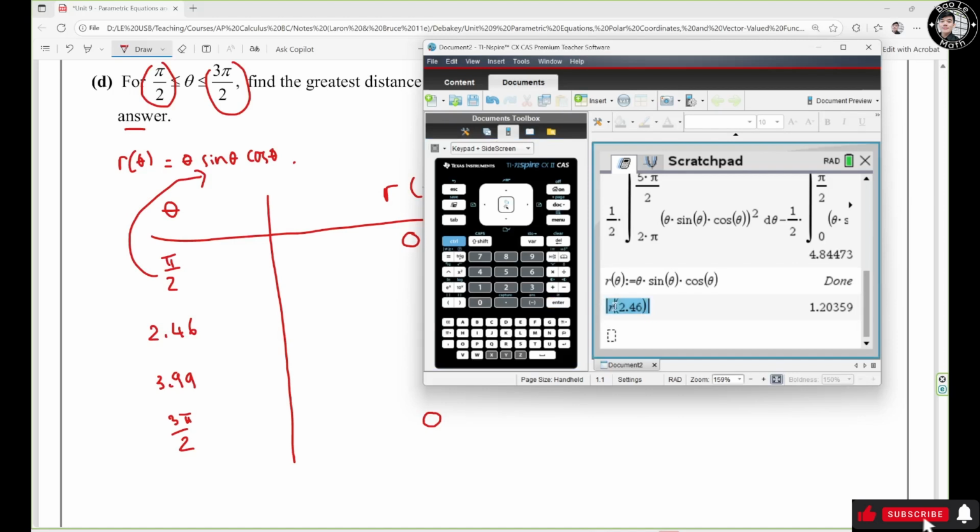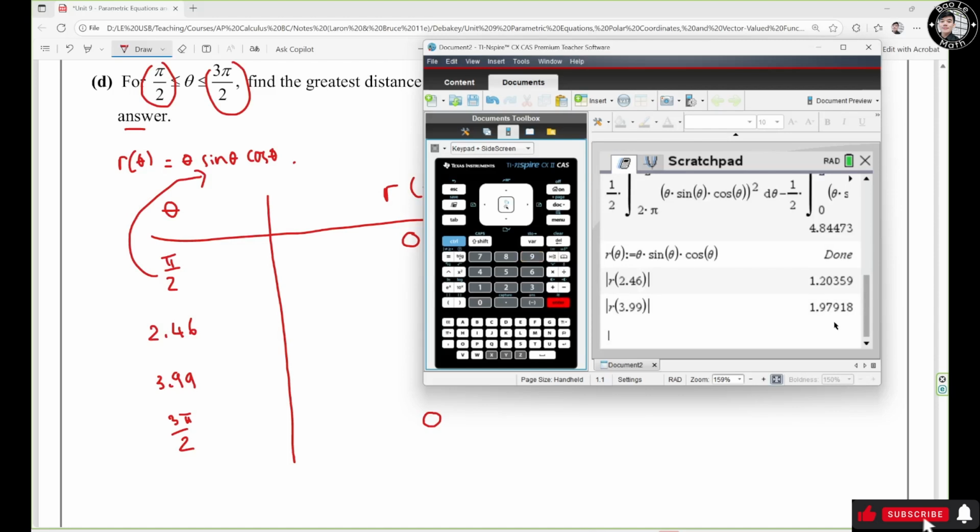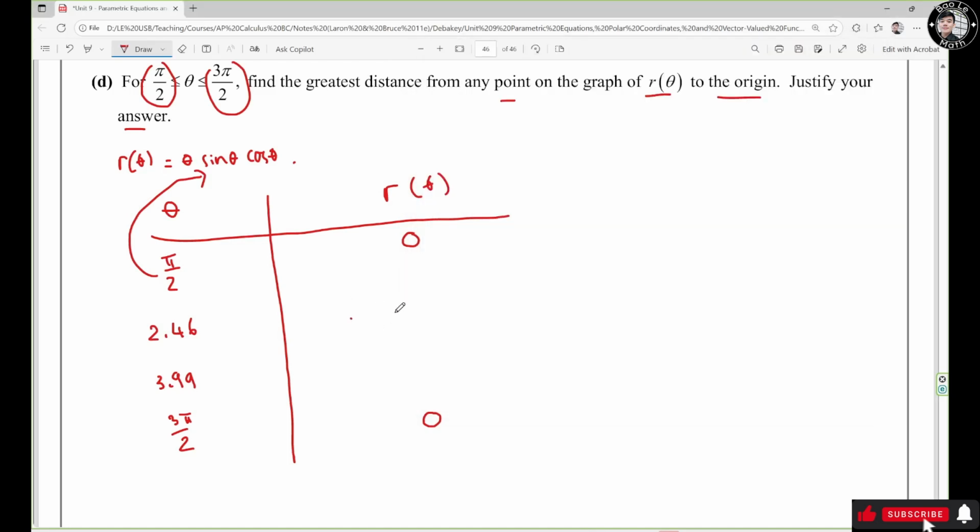Now you do exactly the same thing for the second value, 3.99. Press enter, and it's going to be 1.979. So I have 1.203 and 1.979. Now the greatest radius distance is 1.979 when theta equals 3.99.